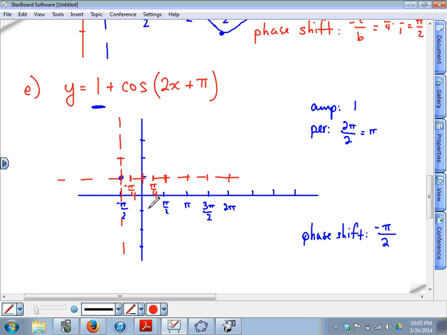Now this is a cosine function, so it's going to start at the top of its amplitude. The amplitude is 1, but it's been shifted up 1 as well. So it's actually going to start at 2. And the cycle here is going to end at 2. It's going to go down through 0, the lowest point here, and then up through 0, and its highest point.